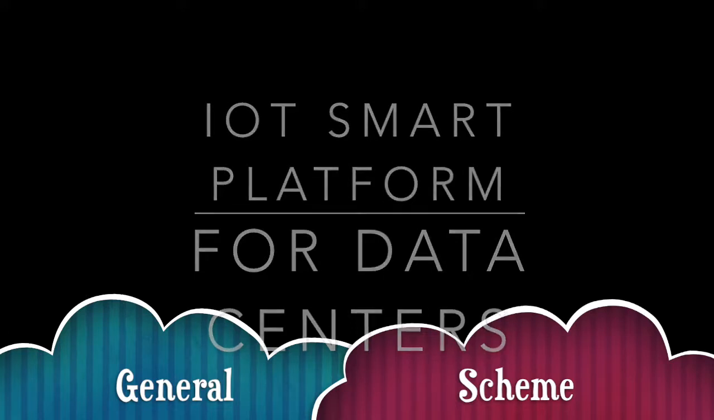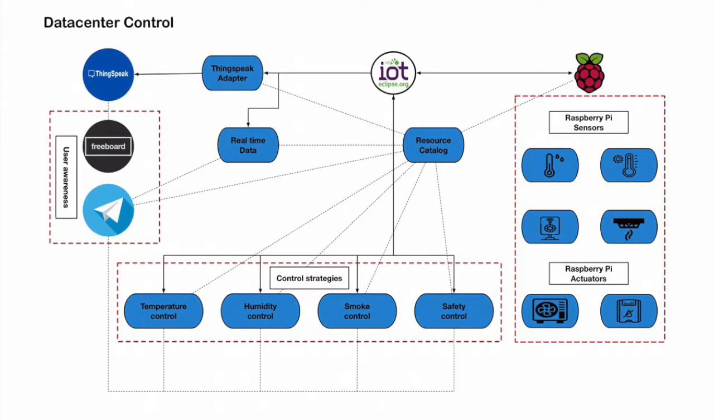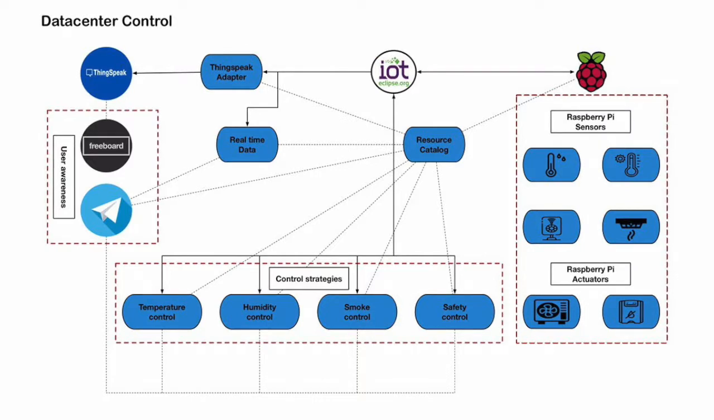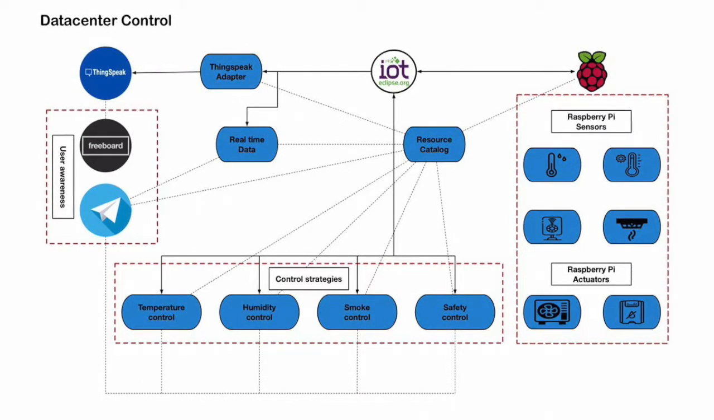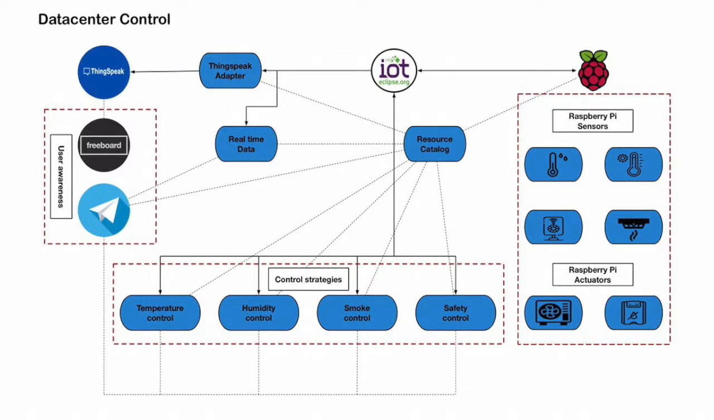The application provides a real-time service of monitoring and control of a data center. The main actors of our project are the resource catalog, which works as a catalog for all the actors in the system. It provides information about endpoints of all the devices, resources and services in the platform. It also provides configuration settings for application and control strategies.